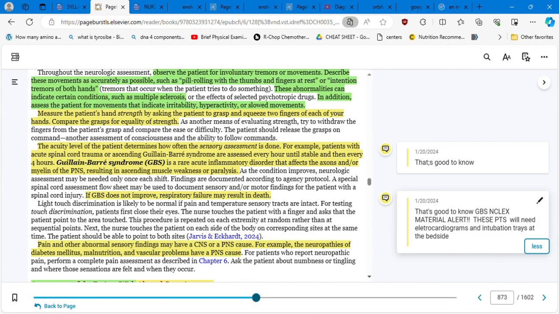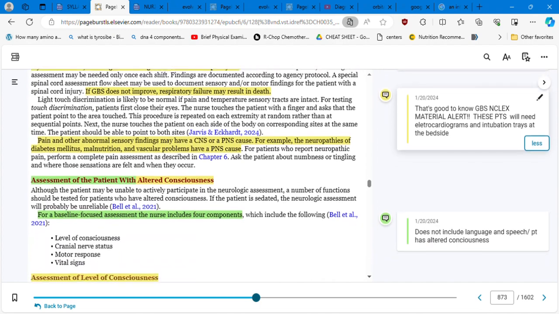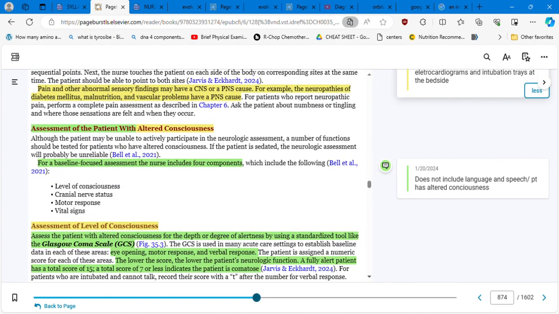So if you have a patient that suddenly in the morning was having weakness in the thighs and the legs, and suddenly the patient is reporting this weakness in the hands and around the elbows, the next thing that is going to happen is a respiratory failure. So be ready with your electrocardiograms and intubation trays at the bedside. Pain and other abnormal sensory findings may have a CNS or PNS cause. For example, the neuropathies of diabetes mellitus, malnutrition, and vascular problems have a PNS cause.